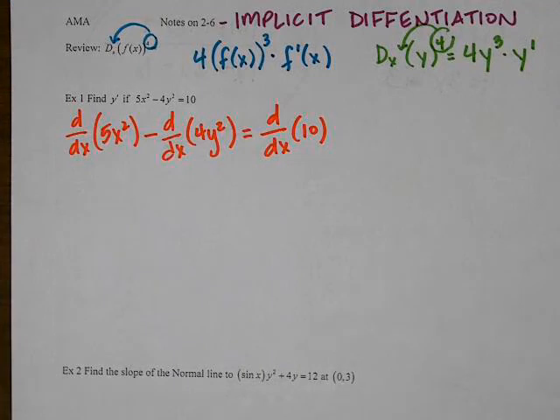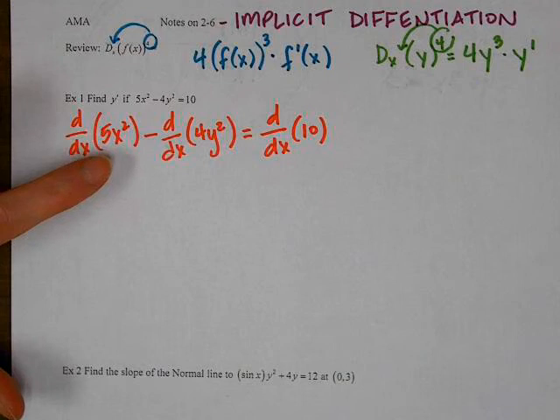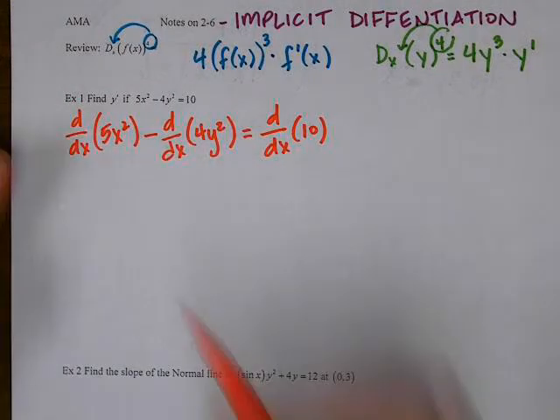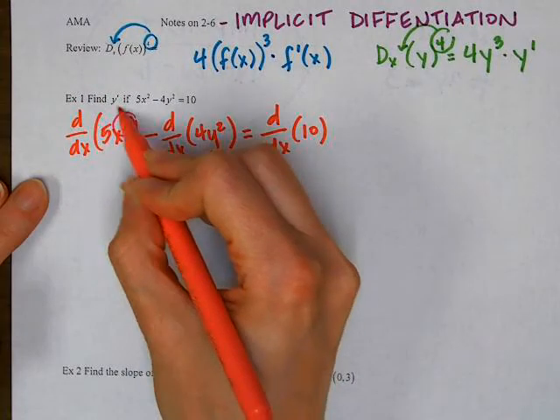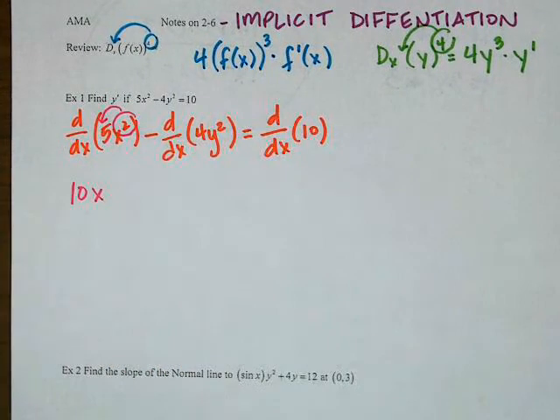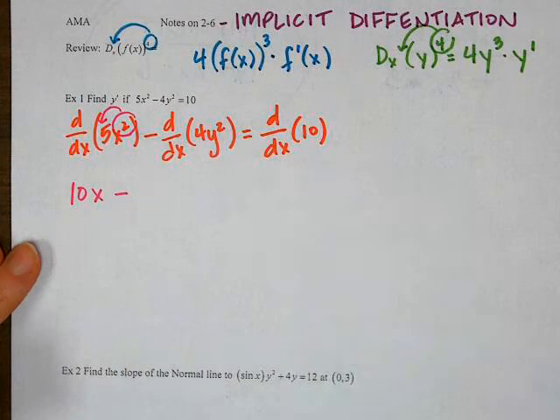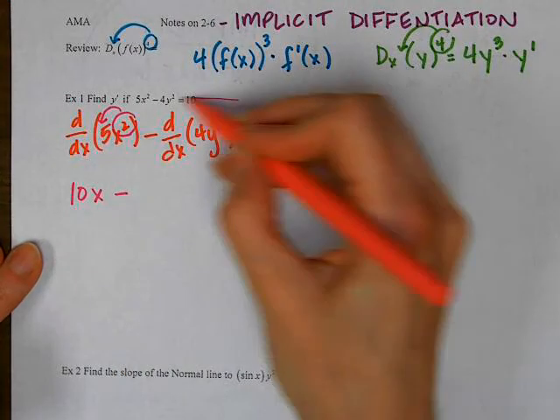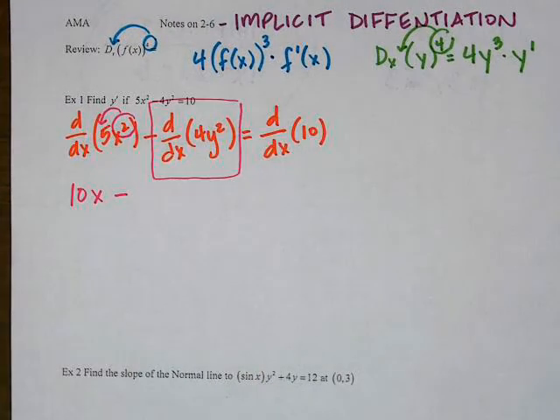Now for the first one with the x, we can just use the power rule trick, right? So the 2 drops to the front, and that would just be 10x, right? Subtract 1. That one's easy. Now this one, since you're finding the derivative of y, but y is a function of x, we're going to have to use chain rule.